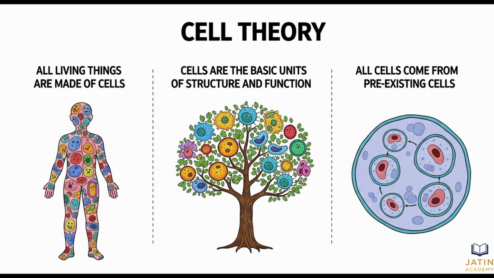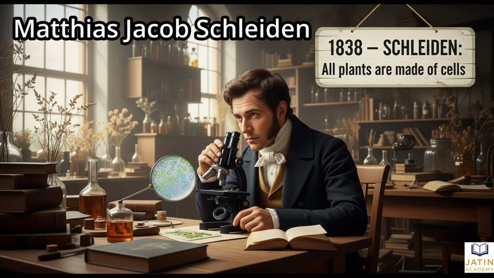Now think, did one person come up with this whole theory? No. Behind this theory were three brilliant scientists, not freedom fighters, but you could call them science patriots, who together gave birth to this groundbreaking idea. The first hero was Matthias Jakob Schleiden, a German botanist, or plant scientist. In 1838, he said, "Every plant is made up of countless cells, and each cell performs different functions."